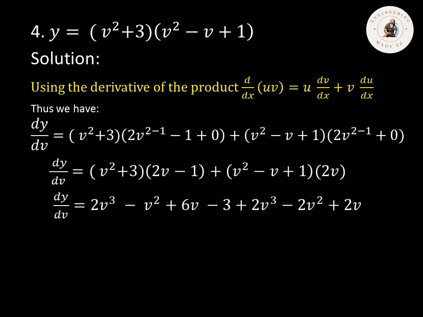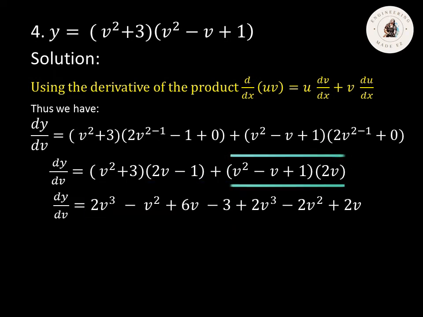So we have v squared multiplied by 2v. We have 2v cubed. Then v squared multiplied by negative 1. We have negative v squared. Next is 3 multiplied by 2v. We have positive 6v. Then positive 3 multiplied by negative 1. So we have negative 3. That's why we have here 2v cubed minus v squared plus 6v minus 3.